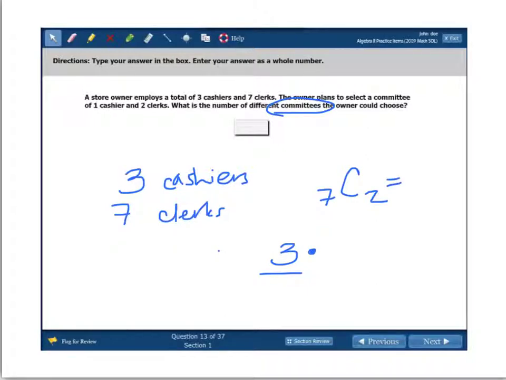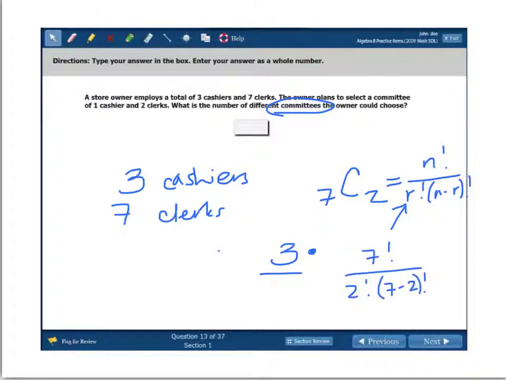And our formula for a combination is, let's see, can I do this from memory? Probably not. Of course, I could use my calculator, but I don't remember where to find that stuff. Anyway, it's going to be n factorial over r factorial times n minus r factorial. That's right, because the r factorial is the part that takes care of the duplicates. So 7 factorial over 2 factorial times 7 minus 2 factorial.